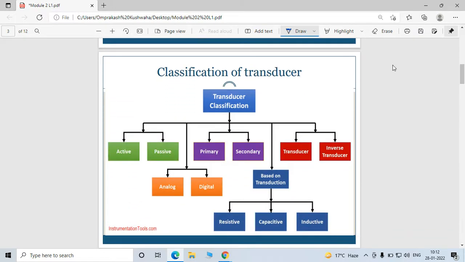Now, if I look at the classification of transducers, you can categorize them in different ways. First is active transducer and passive transducer. An active transducer is one which does not require any external source to produce the reading, and a passive transducer is one which requires an external energy source for its working. So these types come under active and passive. Similarly, analog transducer and digital transducer.